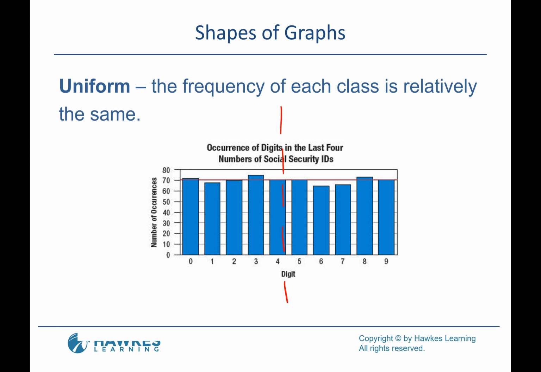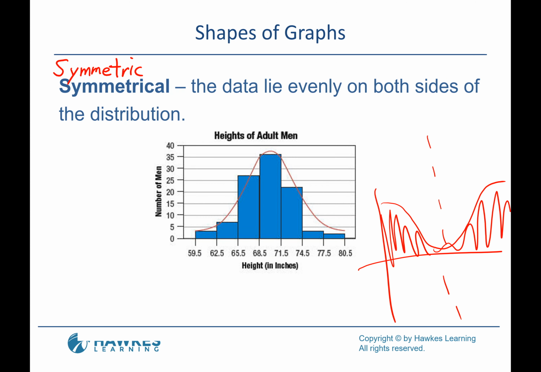Then here our left side looks like a mirror image of our right side. So really a uniform distribution is just a special case of a symmetric distribution, a symmetric shape. Okay, so it's one type, but a special type of symmetrical. And then everything else we just call symmetric. We don't have a special name for all the other ones. Okay.